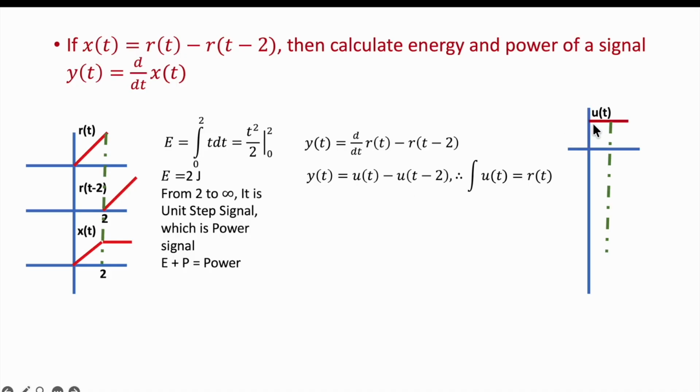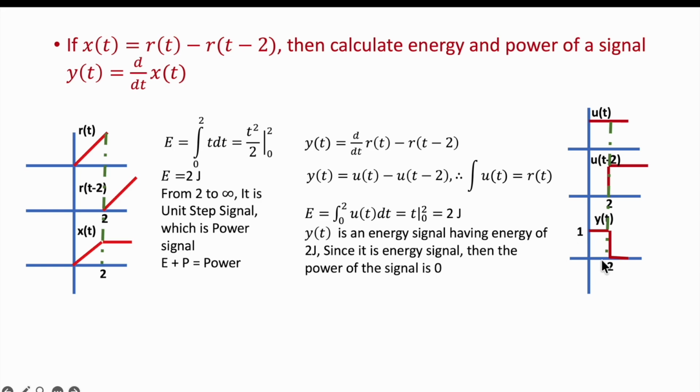The unit step starts from 0 to infinity, and the second is the shifted version of the unit step starting from 2 to infinity. If you get the resultant of these two signals, you can see that from 0 to 2 there is a signal, but the shifted signal actually starts from 2, so u(t-2), the answer will be this one. From 2 onward, the two signals cancel each other and you see there is a 0. Then you can calculate the energy of y(t).